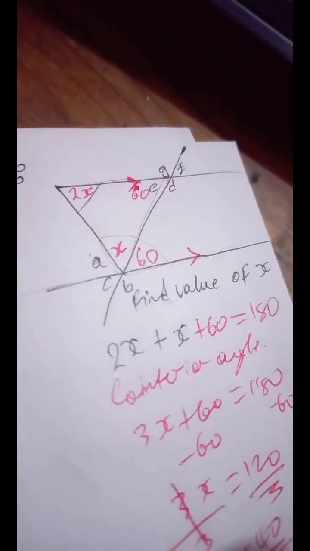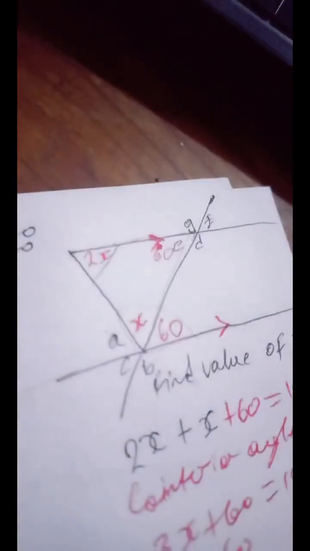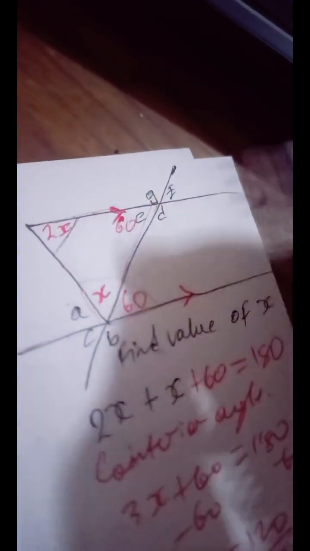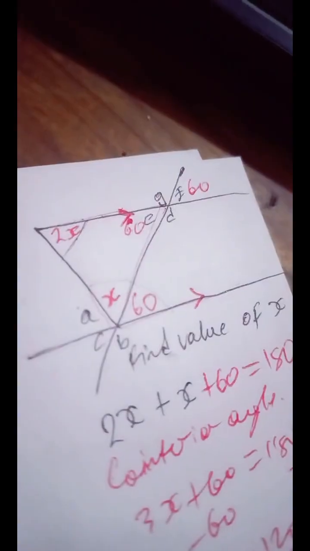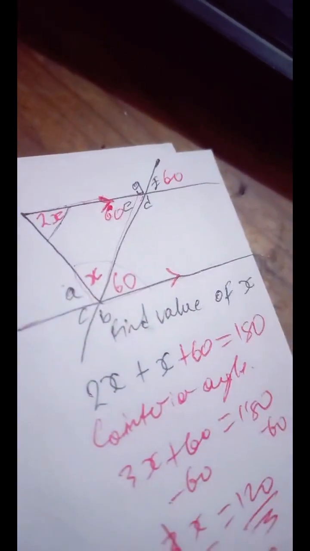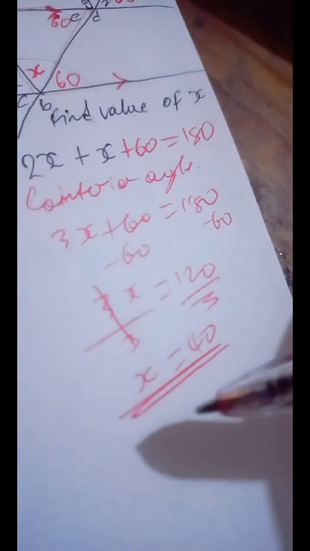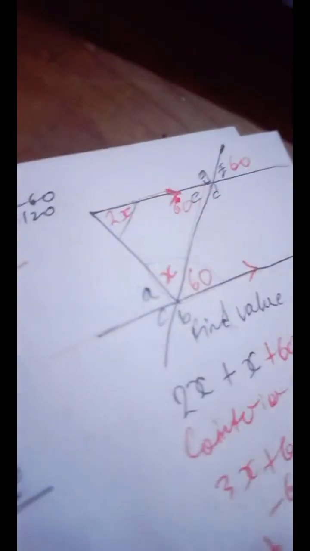E is equal to 60, so which means F is equal to 60 also, vertically opposite. Perfect. You see? Here, our main point was to look for x. x is 40, which means 2 times 40 is 80. And this angle is what? 40, which is x.